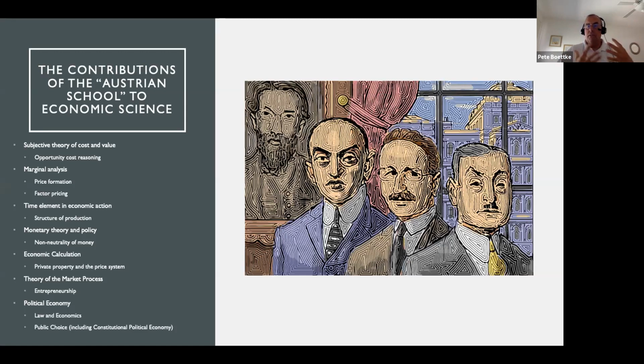One of the main things that Menger developed was a theory of price formation, not a theory of price determination. So it wasn't in an equilibrium model. Instead, it comes out of the higgling and bargaining of the market and how that price formation process emerges from the exchange activity of individuals.